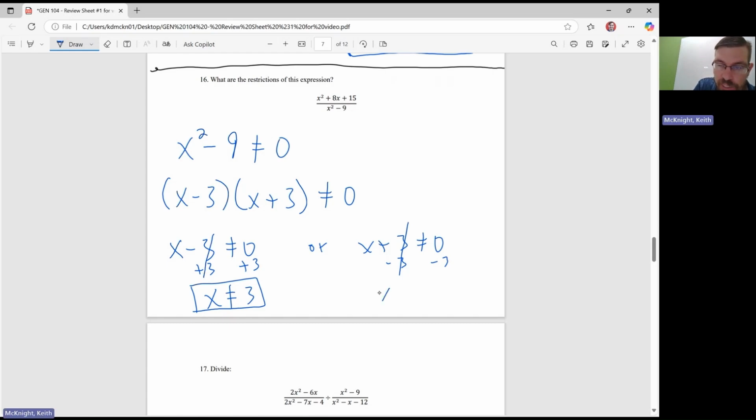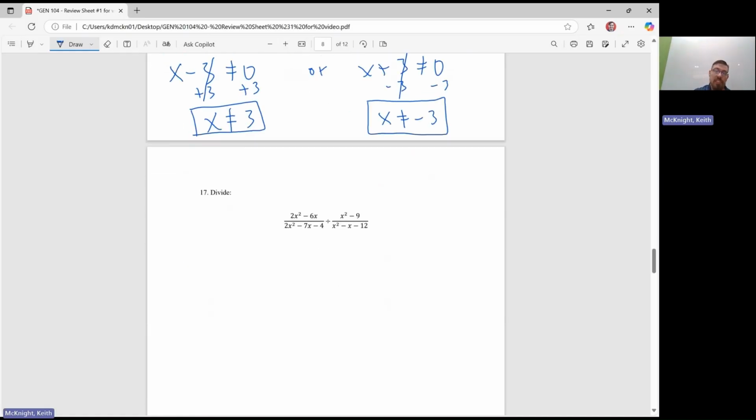And then we're going to say, okay, well, x is not allowed to equal -3 either. So we have two restrictions, which is what we were expecting, 3 and -3, because both of these numbers, if plugged in for x, would create a division by 0, which is no good.